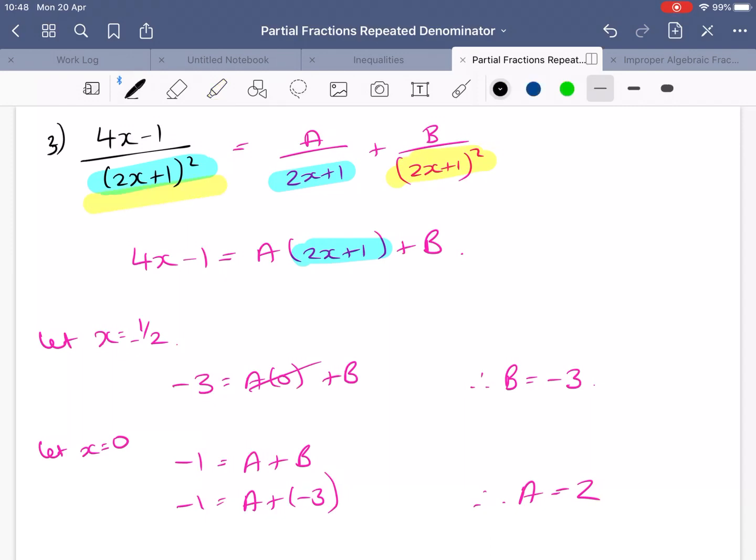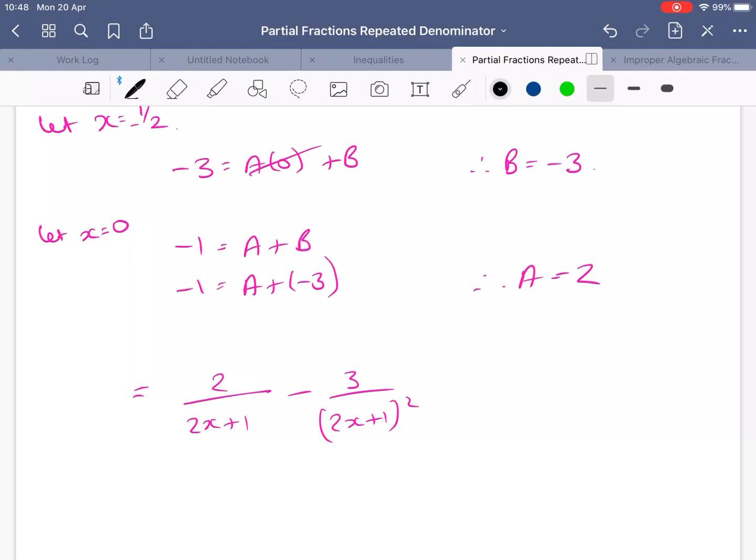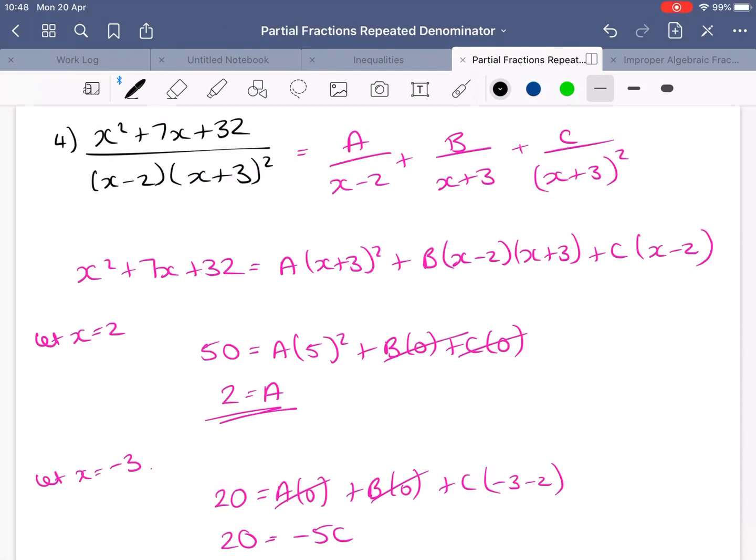So some people sometimes write times 1, but you don't need to write that. It just stays the same. So it just becomes 4x minus 1 equals a times 2x plus 1 plus b. And again, using the substitutions, you just end up with 2 over 2x plus 1 minus 3 over 2x plus 1 squared. And the final one, I'm not going to necessarily explain this one. I'll just show it to you.